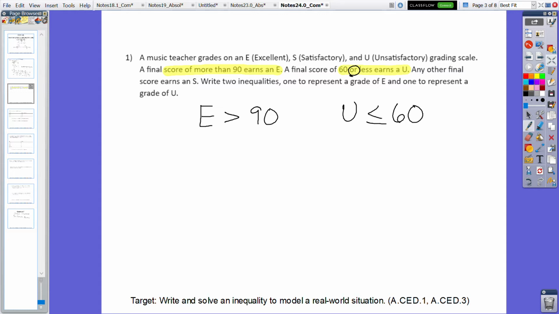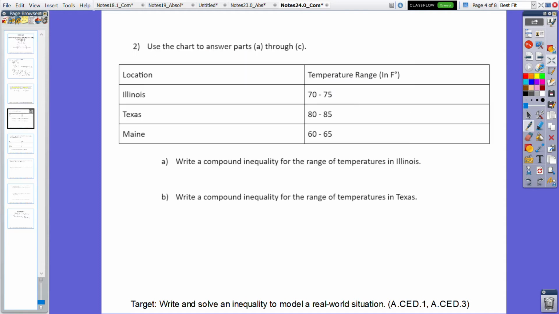Looking at the second example, once again, I'm going to go through these each one at a time. Use the chart to answer parts A through C. We have only A and B here. I don't know where C went, but that's okay. For part A, it says write a compound inequality for the range of the temperatures in Illinois. The range is going to be 70 to 75.